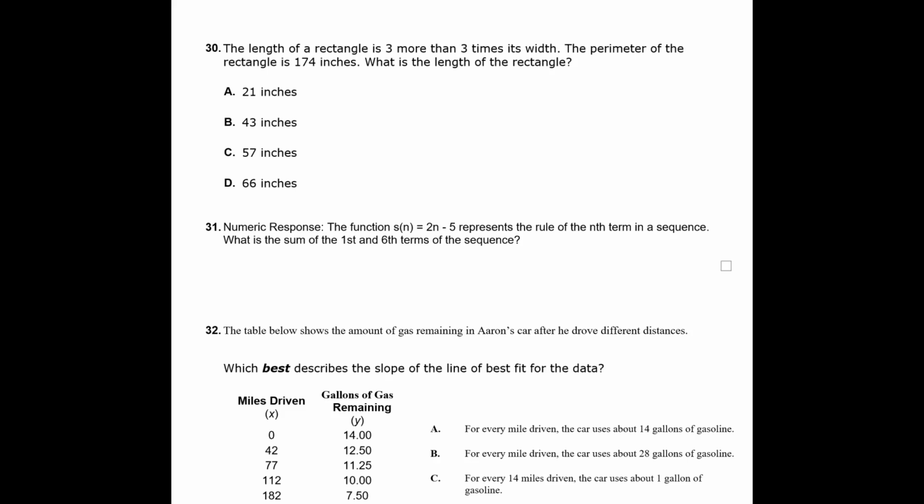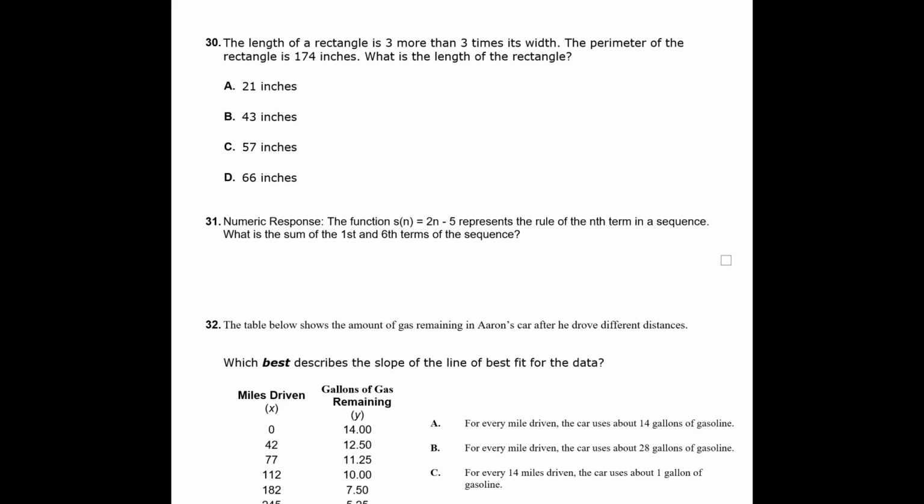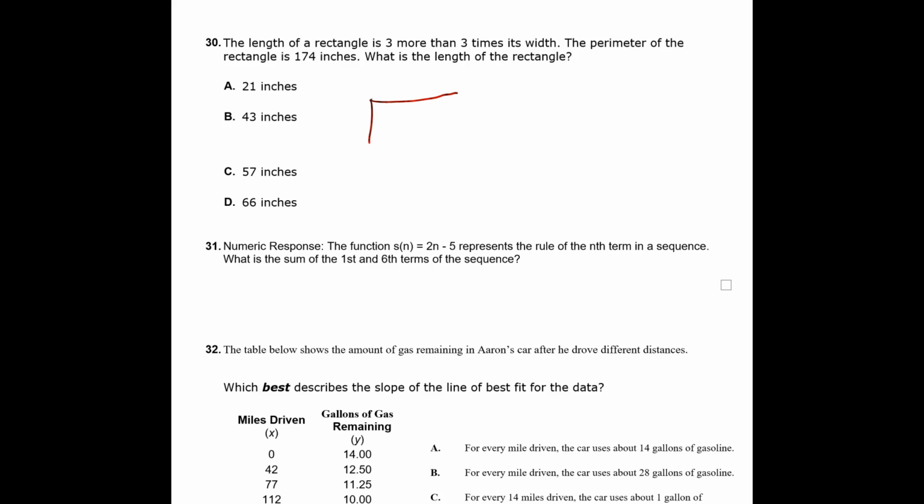The length of a rectangle is 3 more than 3 times its width. The perimeter of the rectangle is 174. What is the length of the rectangle? So we have a rectangle as such, and it's 3 more than 3 times the width.